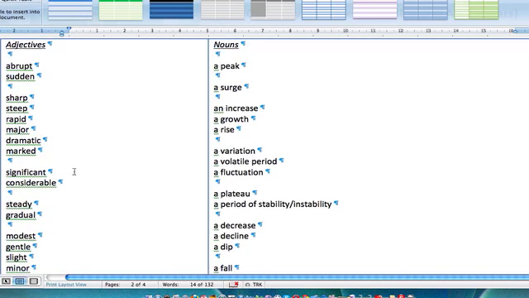Now, you can couple these adjectives with the nouns that you see on the right side. And let's go through the meaning of each of these nouns. For the first, we have a peak. Now, a peak marks a point in the trend that is the highest or the largest value. And typically a peak would happen sometime in the middle of the graph.